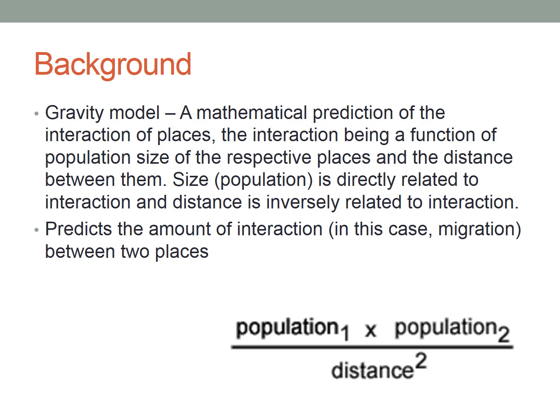And so gravity model, in many of its different forms, can be used to predict the amount of interaction between the two places using just two pieces of information. And that is, again, population and distance. And so it gives us a way to predict interaction and predict patterns of interaction.